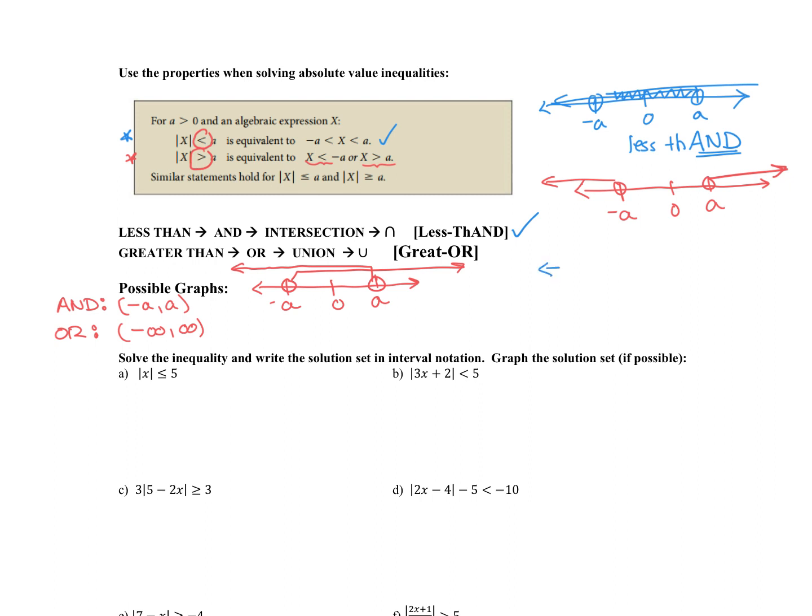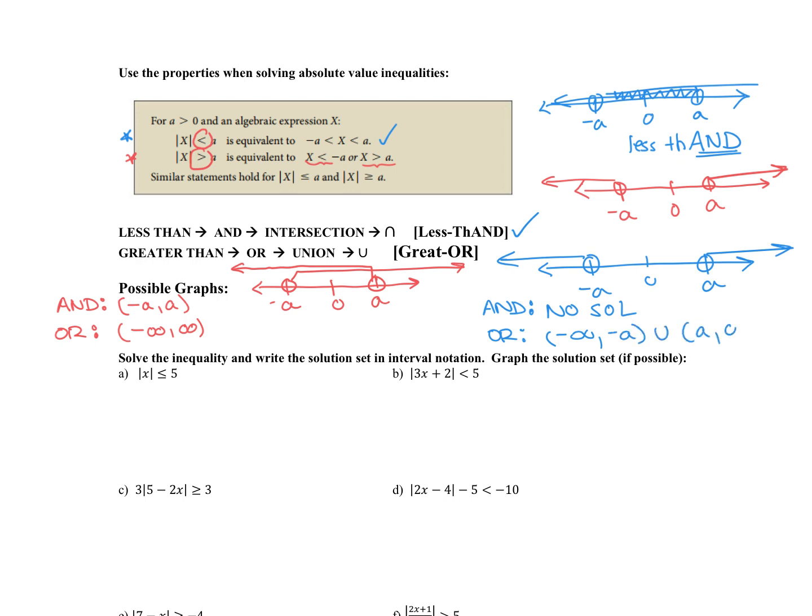So here we have the second picture that might look like this. And this could be an and statement or an or statement. If it's an and statement, since I'm looking for the intersection, this is no solution. But if it's an or statement, it's negative infinity up to negative a, union a to infinity. So let's do a couple of examples.